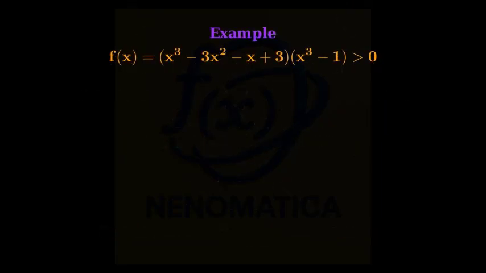Welcome! In this example, we'll solve the inequality f of x equals (x cubed minus 3x squared minus x plus 3) times (x cubed minus 1) greater than 0. We'll label this as example. Here is the problem on screen. Step 1. Factor the expression.